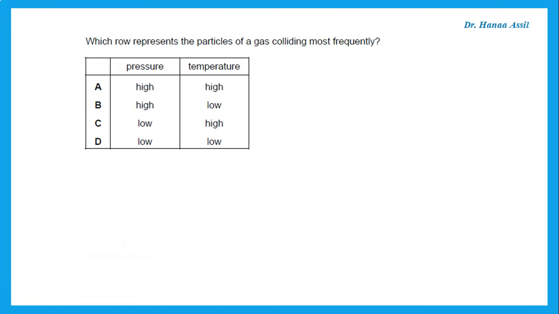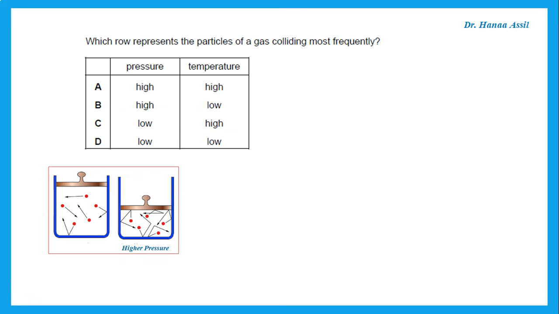So let's take a look at this question. Which row represents the particles of a gas colliding most frequently? So when will particles of a gas collide most frequently? If we're talking about pressure, they will collide more frequently at high pressure or at low pressure. You should realize that at higher pressure, you're pressing the particles nearer to each other, so the particles will tend to collide with each other more, so I need to choose high pressure.